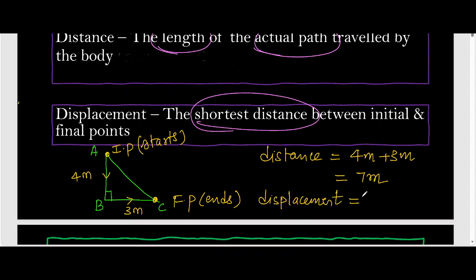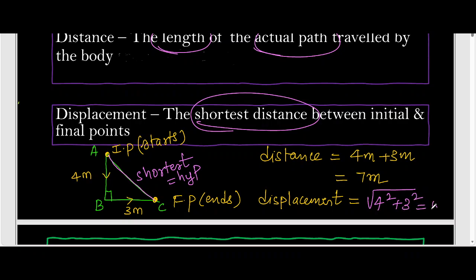Displacement is the shortest distance between initial and final points. Now, what is the shortest distance between A and C? Is it AB plus BC or directly AC? Directly AC. This is the shortest distance between initial and final point, right? Now, how do you find this? This is nothing but the hypotenuse of the triangle. And what is the formula? Under root of side square plus side square. So 4 square plus 3 square. If you do it, you will get 5 meters. Now 5 meters is the displacement of the body, whereas 7 meters is the distance of the body.